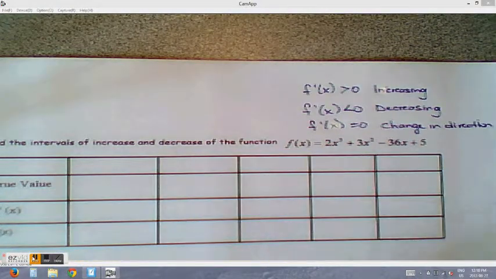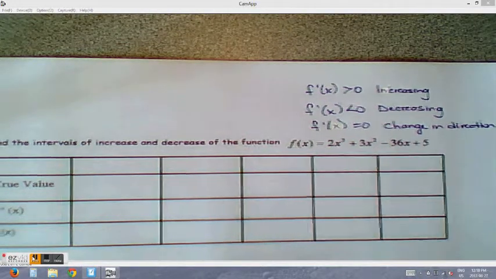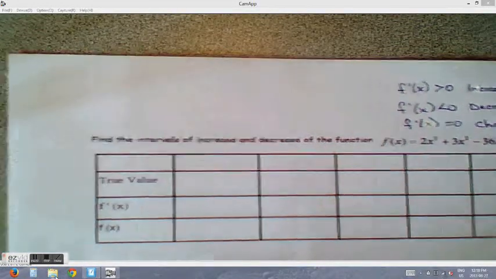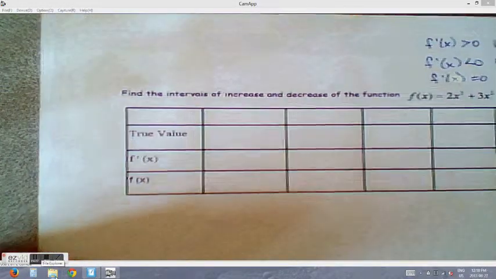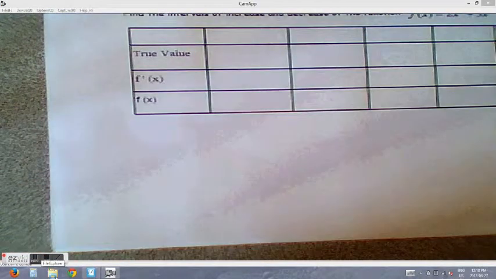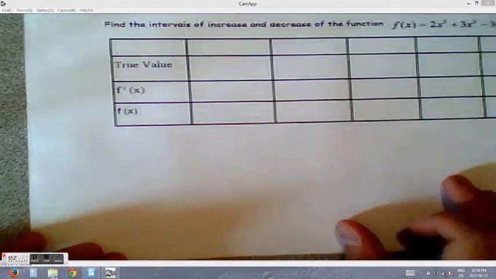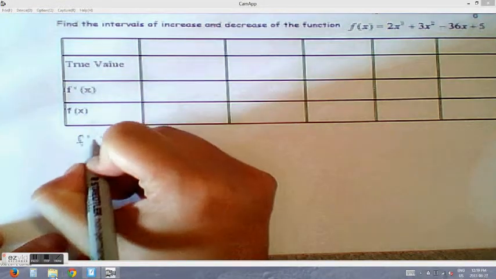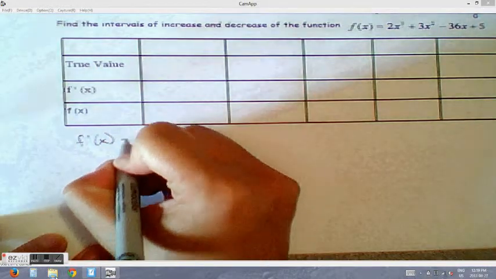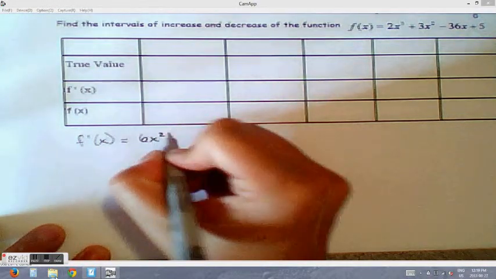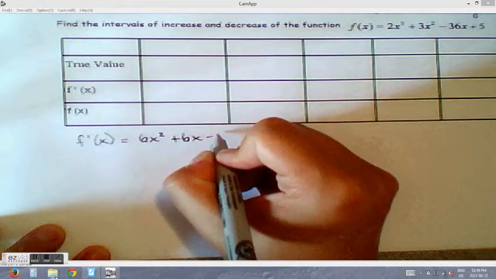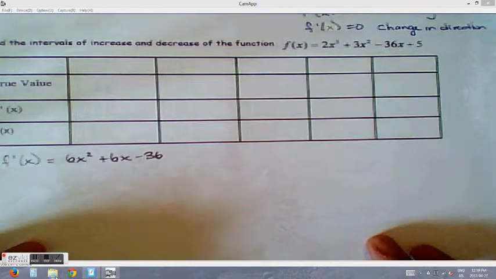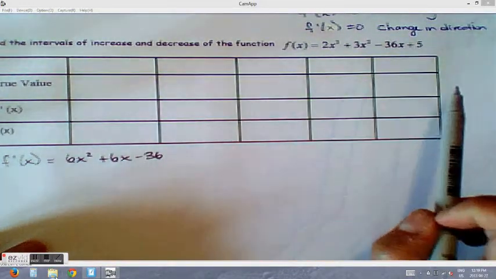Okay, so we have a change in direction. So the first step is to obviously find the first derivative, which I'm going to do down here. The first derivative of our function is equal to 6x squared plus 6x minus 36. Okay, so we want to find where it changes direction, because that's going to define our intervals.